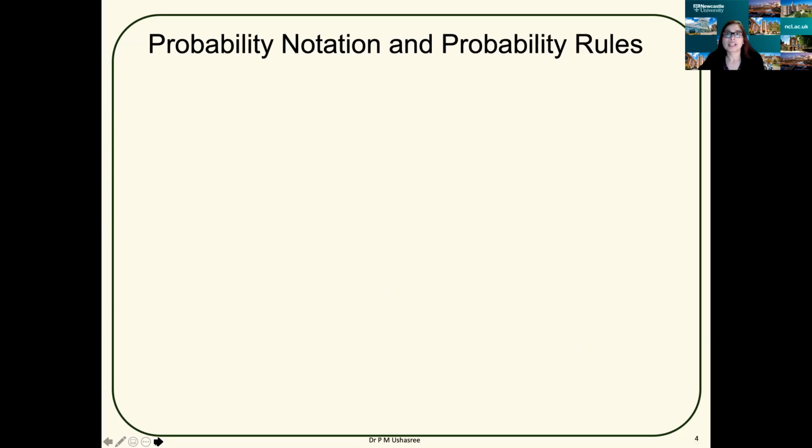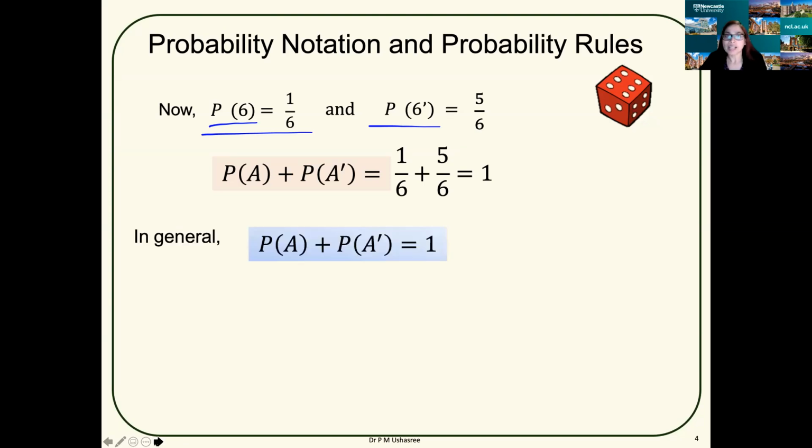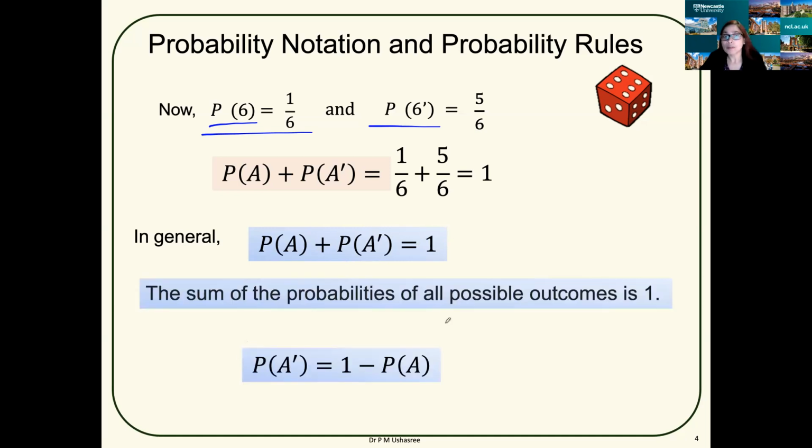Good. Now, we have seen that if you throw a single die, P of 6 is equal to 1 by 6, and P of 6 prime is 5 by 6. So what is the probability of 6 plus the probability of 6 not happening? The probability of 6 happening and the probability of 6 not happening is nothing but 1. So that's our first rule. In general, P of A plus P of A prime is 1. The sum of probabilities of all possible outcomes is always 1.